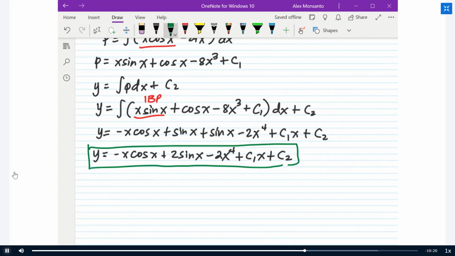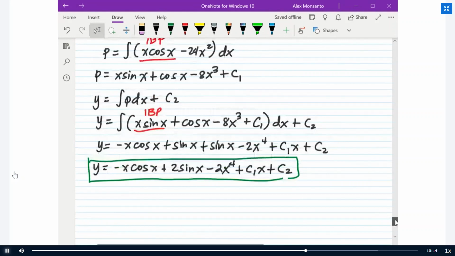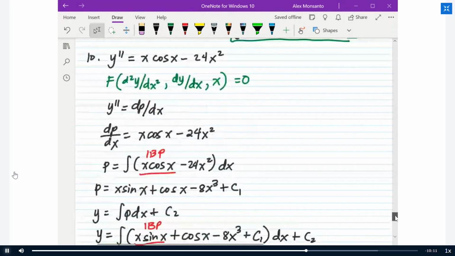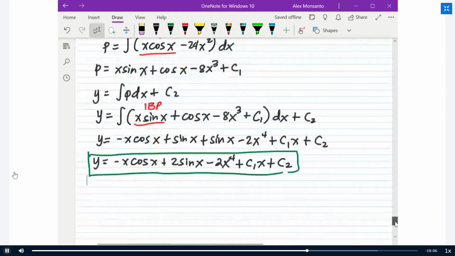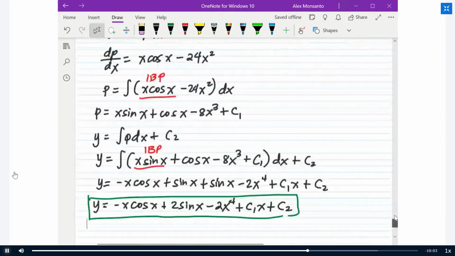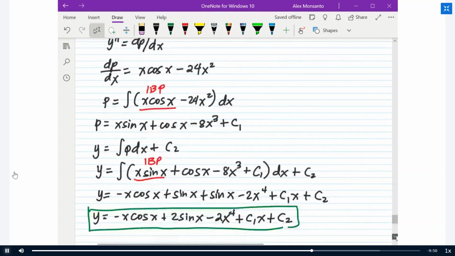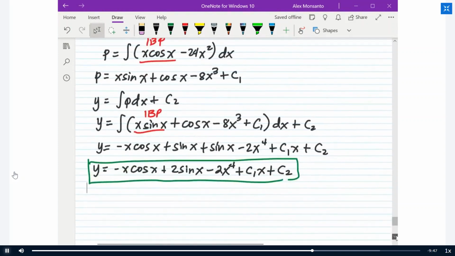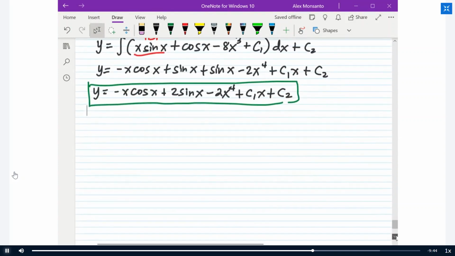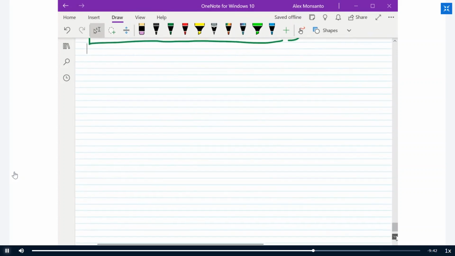Kapag halimbawa present po yung second derivative, then yung first derivative at saka yung x, although nagkataon lang po dito na wala lang pong first derivative sa ating example na ito, ganun lang po ang gagawin nyo. You have to identify muna kung ano yung magiging P by integrating yung magiging equivalent po ng second derivative. Tapos pag nakuha mo na yung P, i-integrate mo ulit yung P para makuha mo na yung mismong pinaka-Y.